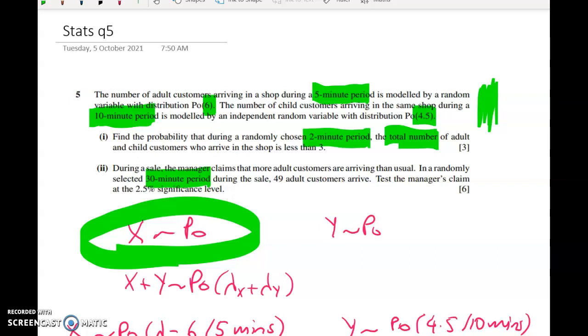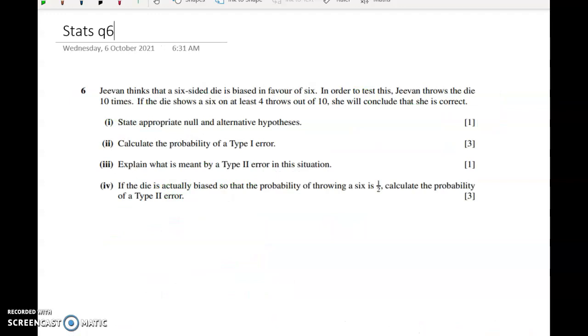I'm going to look quickly now, because I've already used up 7 minutes, at question 6, which was another hypothesis testing question, which was done very well, actually. So good job, guys. I'm going to go through it anyway, because there were a few little things in here that some of you missed. So Jivan thinks a 6-sided die is biased in favour of a 6. So this is going to be a really boring question. In order to test this, she throws the die 10 times. And if it shows a 6 on at least 4 throws out of 10, she will conclude that she is correct. So we've been given the rejection region there.